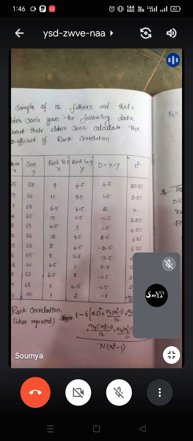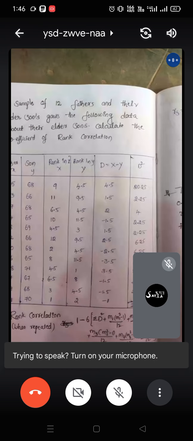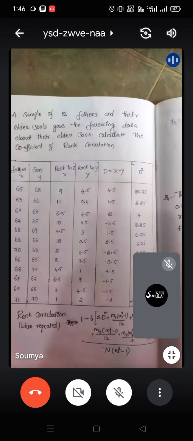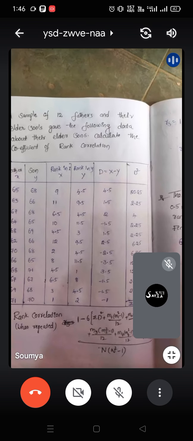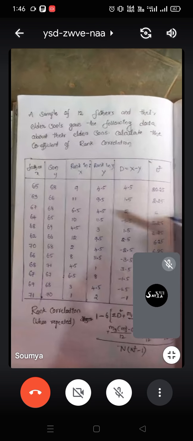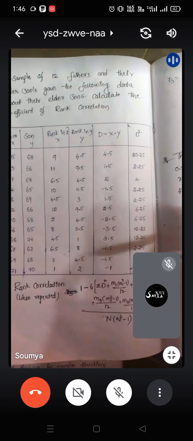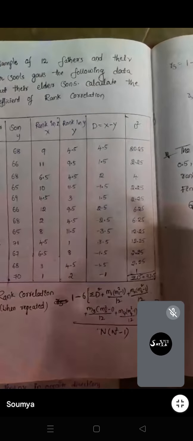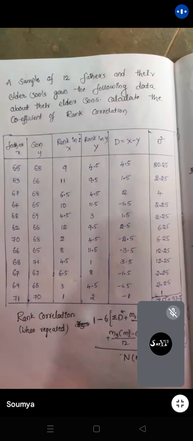So this is a question here. A sample of 12 fathers and their elder sons gave the following data about their elder sons. Calculate the coefficient of rank correlation. Is it visible? I mean, is there any shadow? I'm seeing a shadow here.